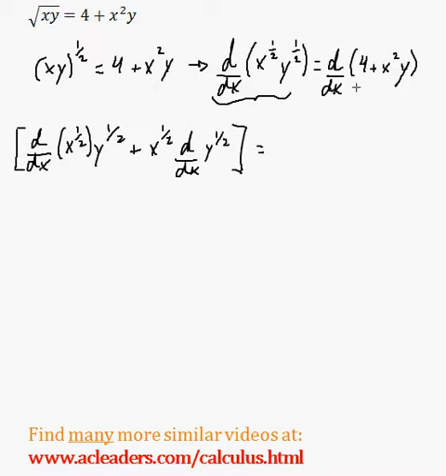equals, now d/dx of 4, because that's just a constant, will be 0, and d/dx of x squared y will also need the product rule. So that will look like this: d/dx of x squared times y plus x squared of d/dx of y.